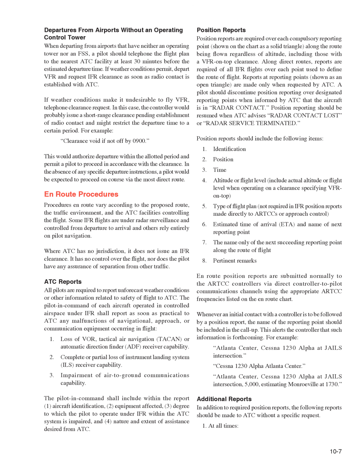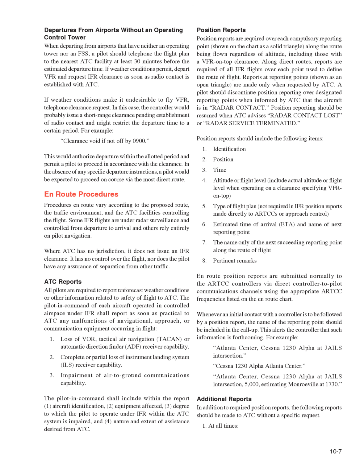In this case, the controller would probably issue a short-range clearance pending establishment of radio contact and might restrict the departure time to a certain period. For example, clearance void if not off by 0900. This would authorize departure within the allotted period and permit a pilot to proceed in accordance with the clearance. In the absence of any specific departure instructions, a pilot would be expected to proceed on course via the most direct route.